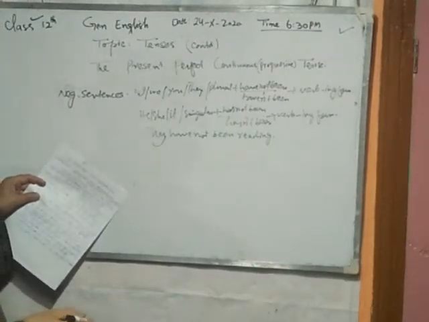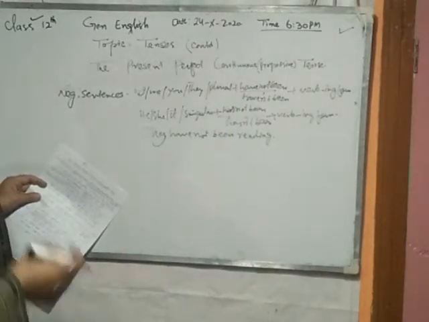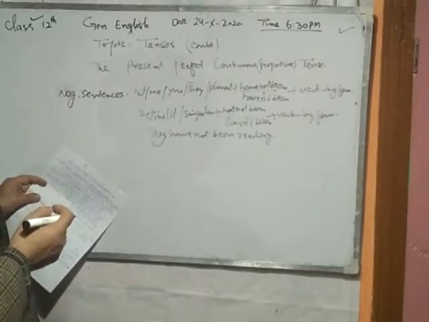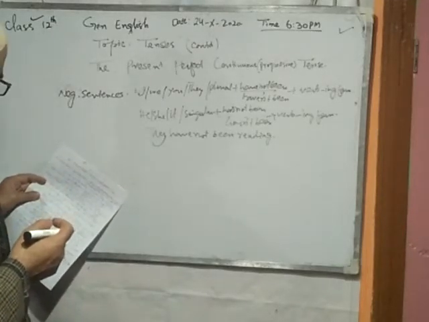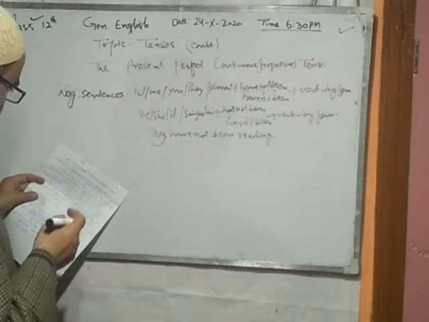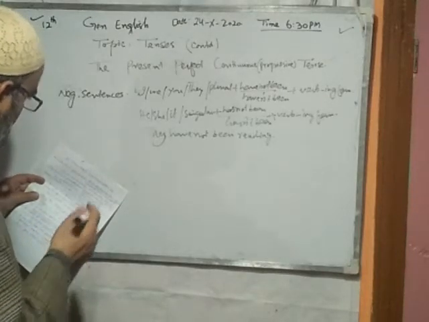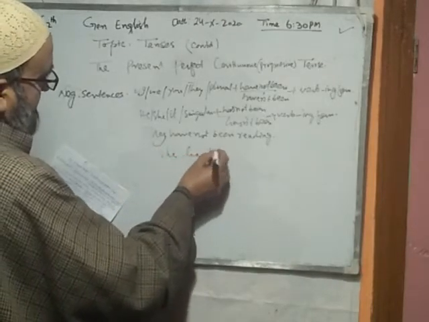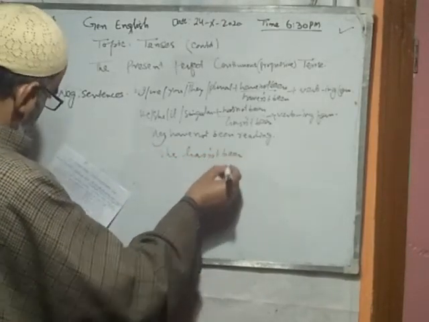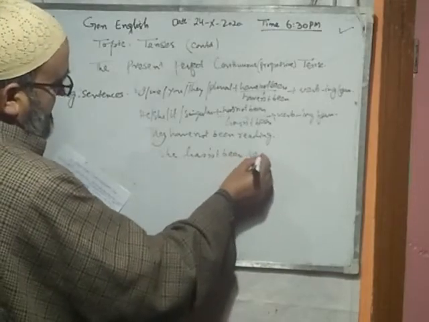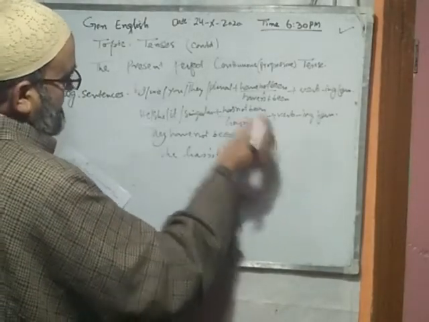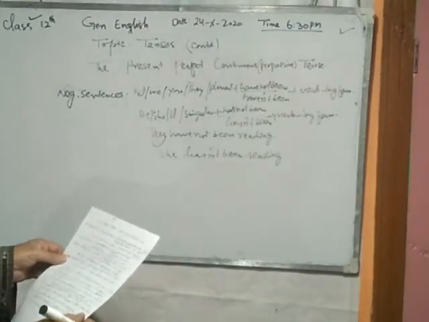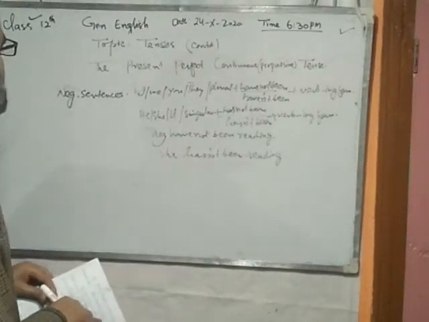They have not been reading, or they haven't been reading. You haven't been reading. I haven't been reading. The boys haven't been reading. Likewise, she hasn't been reading. And likewise, you can add more and more sentences.